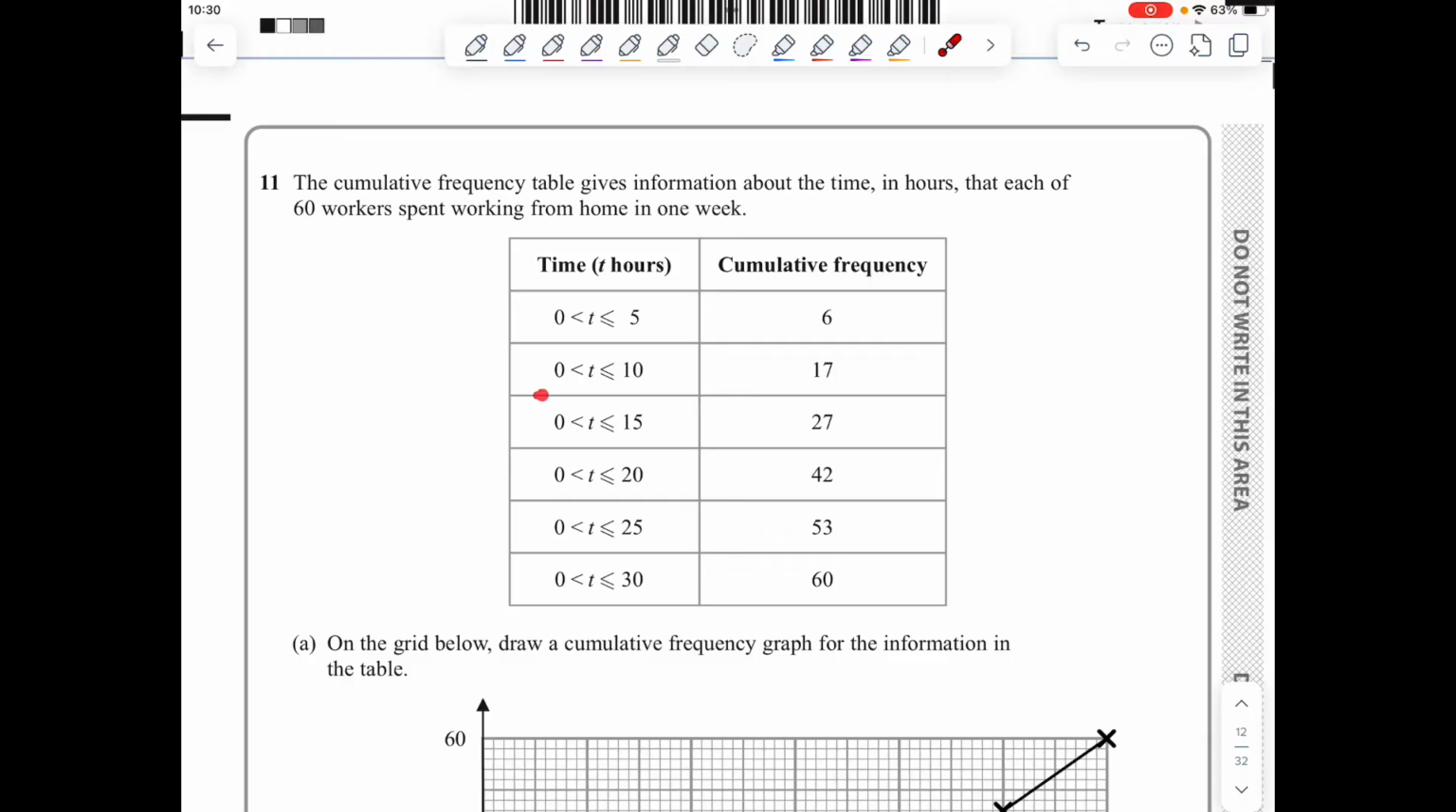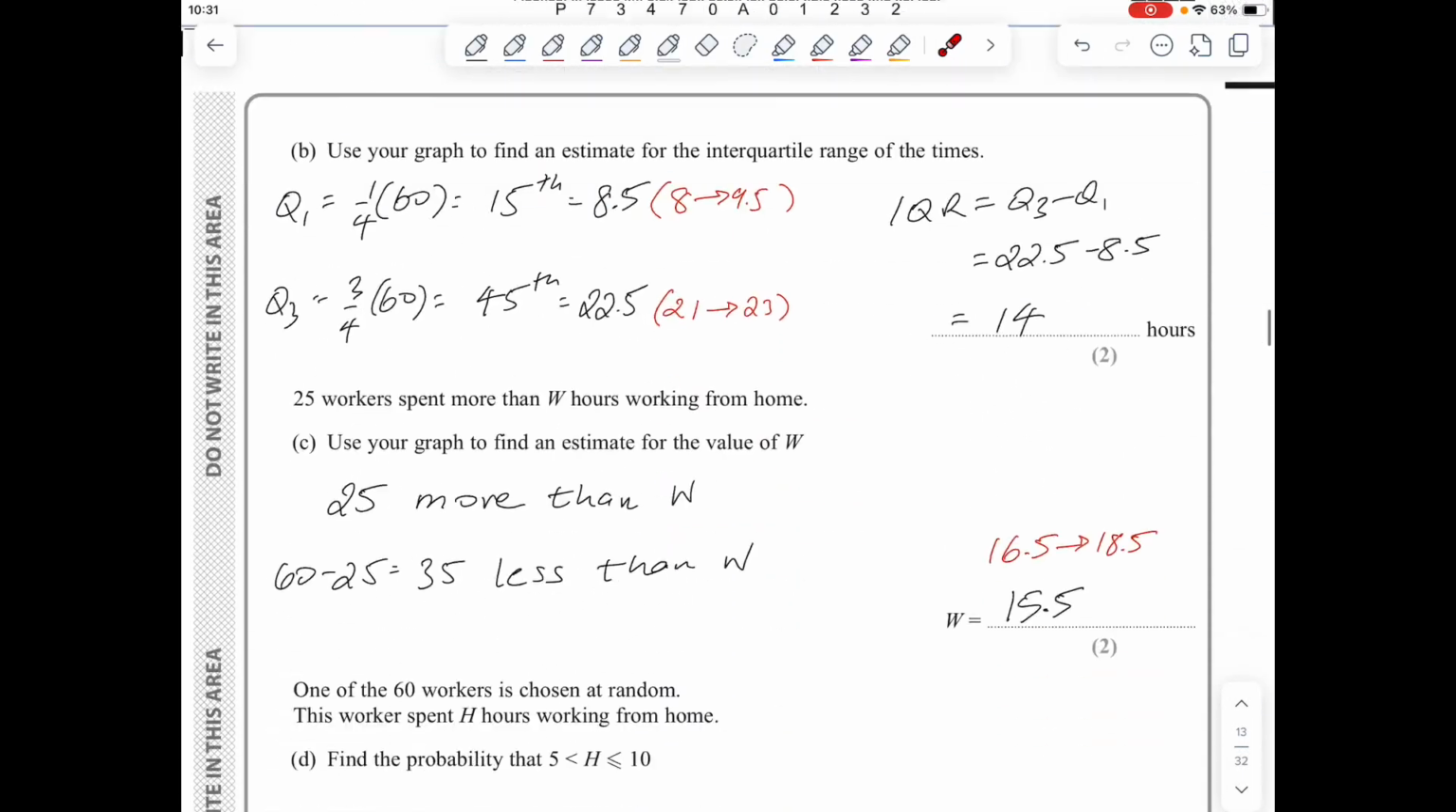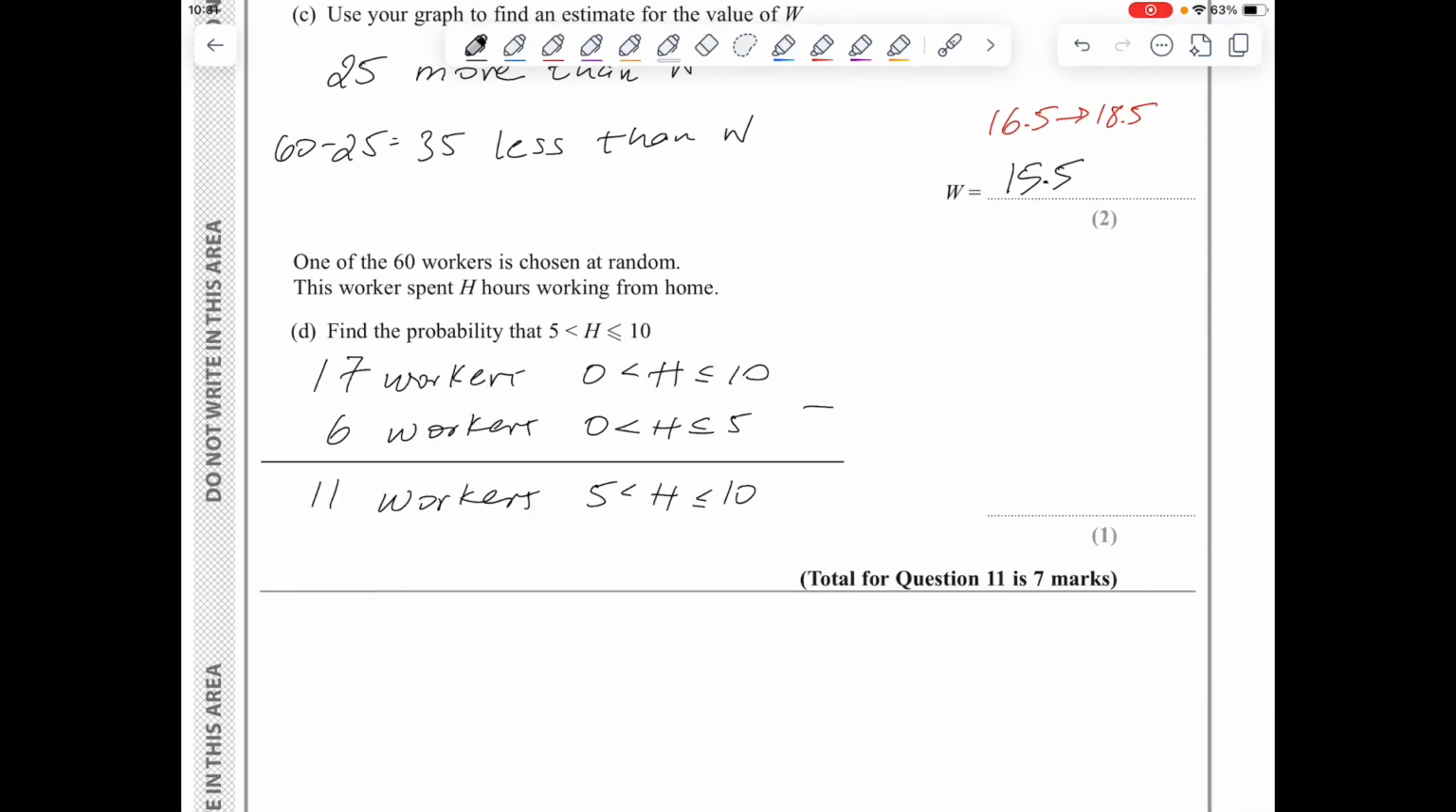So there are 17 workers between 0 and 10. There are 6 between 0 and 5. So 17 minus 6, that's 11 workers between 5 and 10. So that's the logic behind it. So final answer, 11 over 60, since I'm asked for a probability.